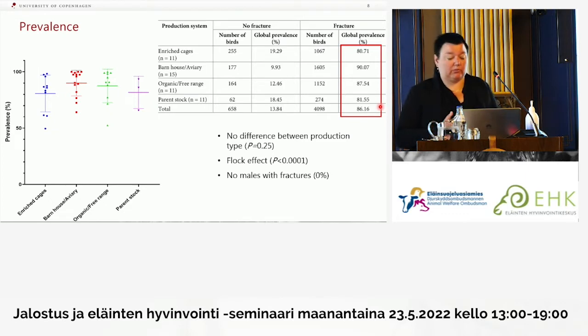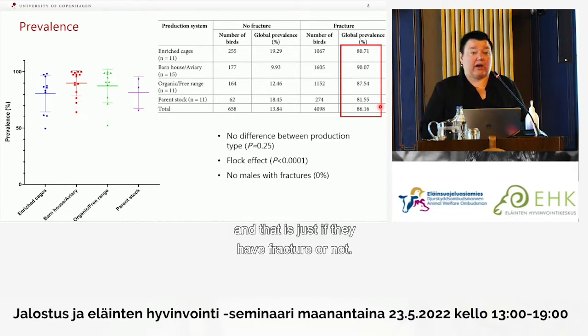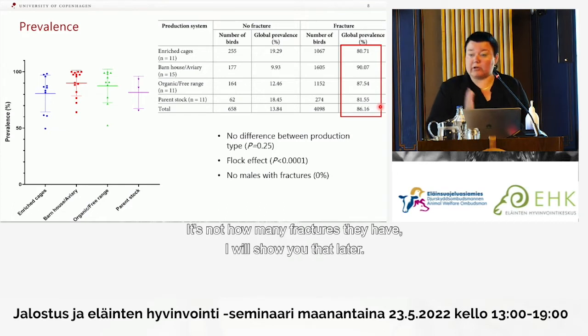80–90%. And that is just if they have fracture or not. It's not how many fractures they have. I will show you that later.